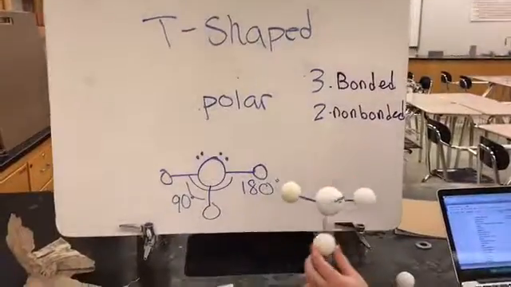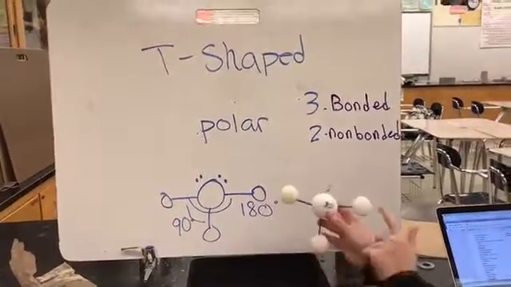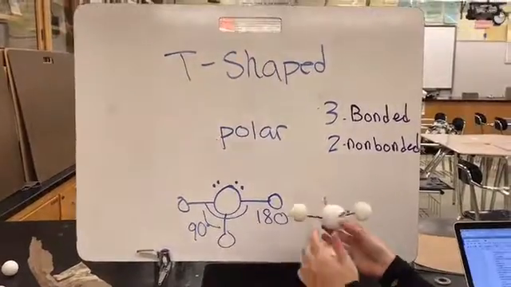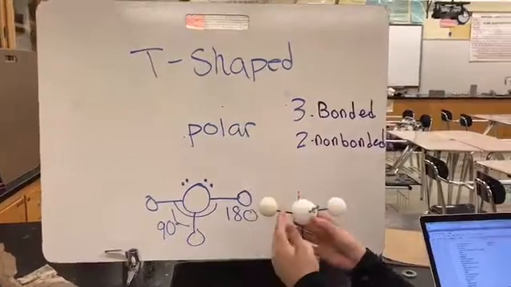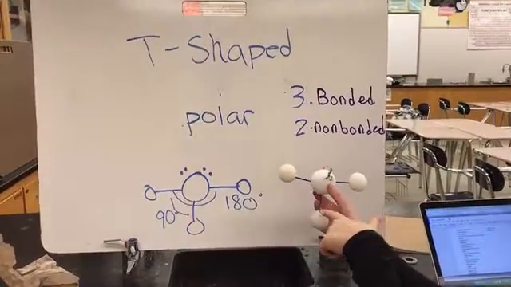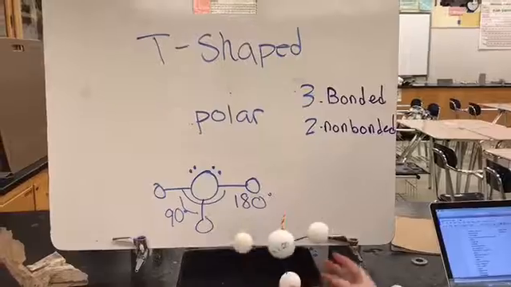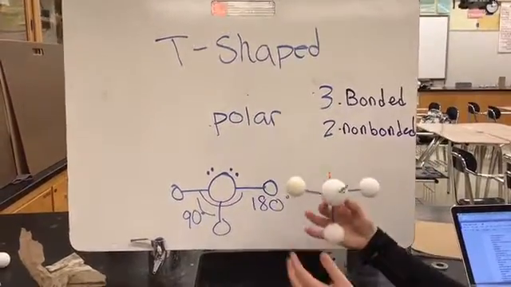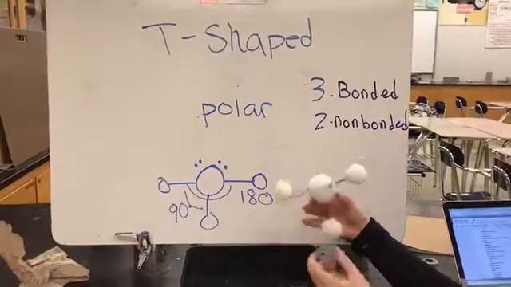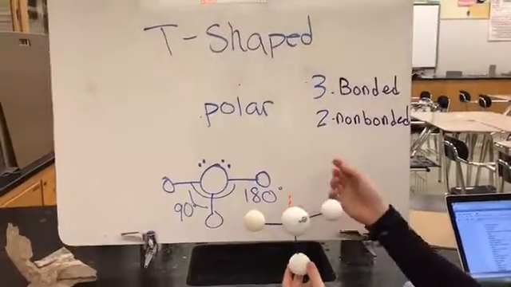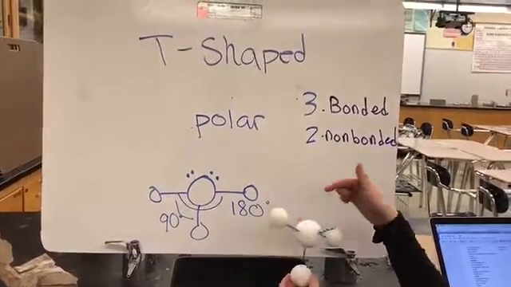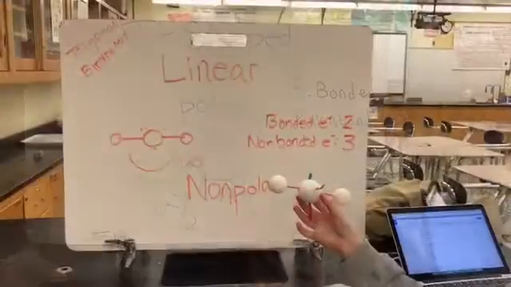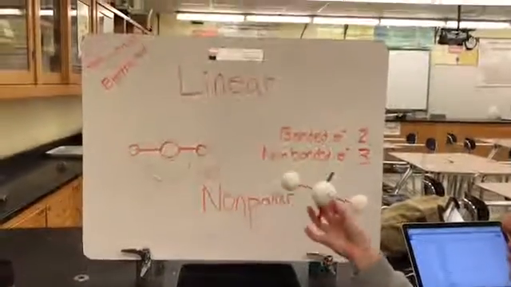So the next is the T-shaped. It has 3 bonded electrons and 2 unbonded electrons. The bond angles are 180 degrees between these two and 90 degrees between these 2 pairs of electrons. It's called T-shaped because it forms like the letter T with the bonded electrons, and it is polar because the non-bonded electrons push.